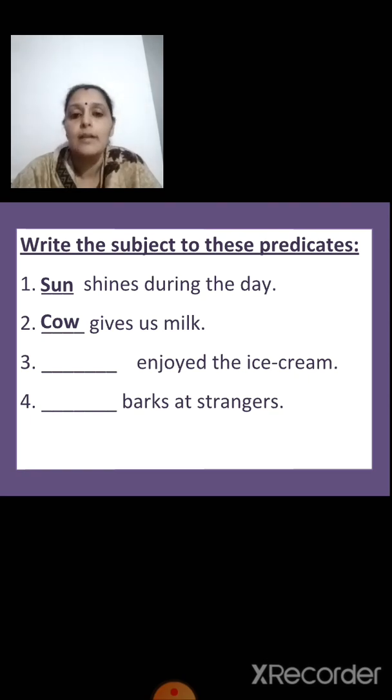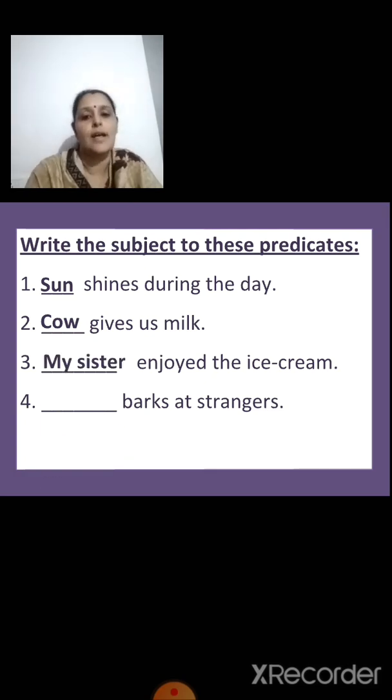The next one, dash enjoyed the ice cream. Dash enjoyed the ice cream. Now children, here we have to write a subject. Okay, who enjoyed the ice cream? I have written it as my sister enjoyed the ice cream. Here you can write anything. You can write my brother, my mother, my friend, or you can write their names, Ria, Pooja. Yes, you can write their names or you can write anything that you want to.